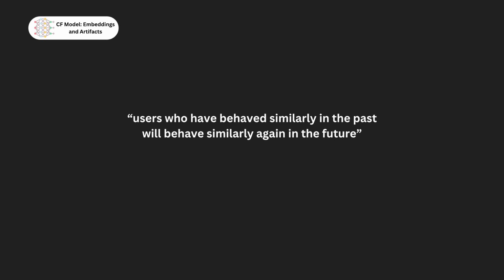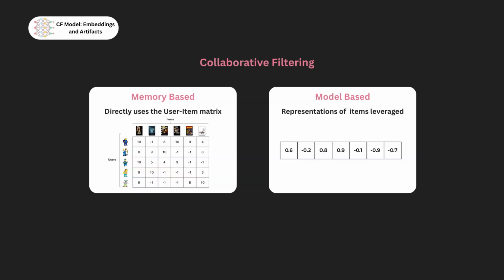Now, there are largely two primary types of collaborative filtering models, memory-based and model-based. In short, the primary difference between the two is that memory-based directly uses the user item interaction matrix to compute similarities between users or items at runtime, while model-based learns a latent factor model that summarizes user item interactions into low-dimensional vector embeddings.